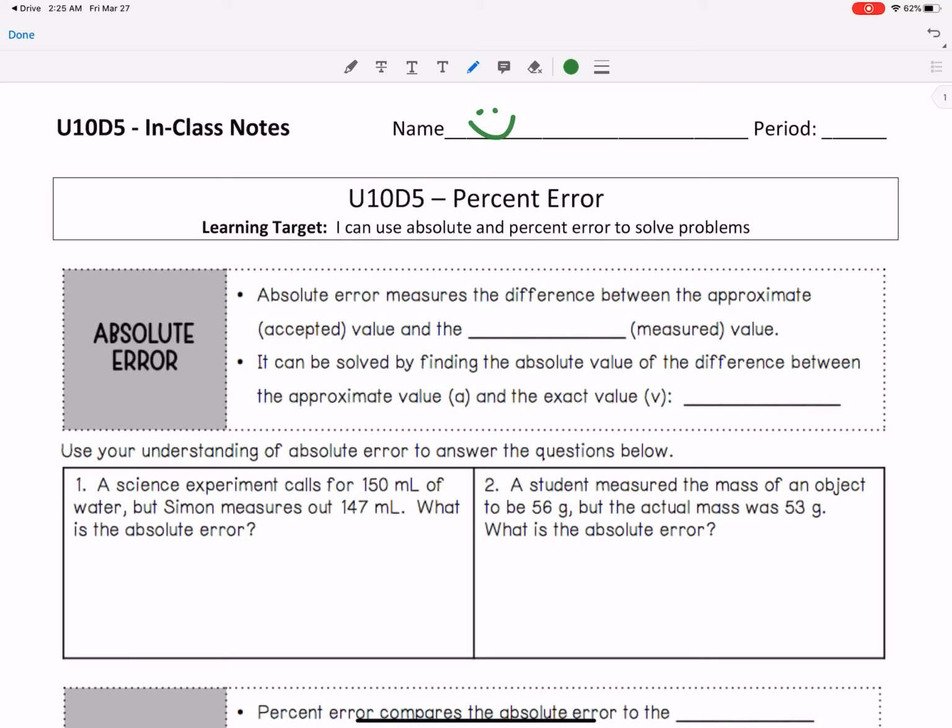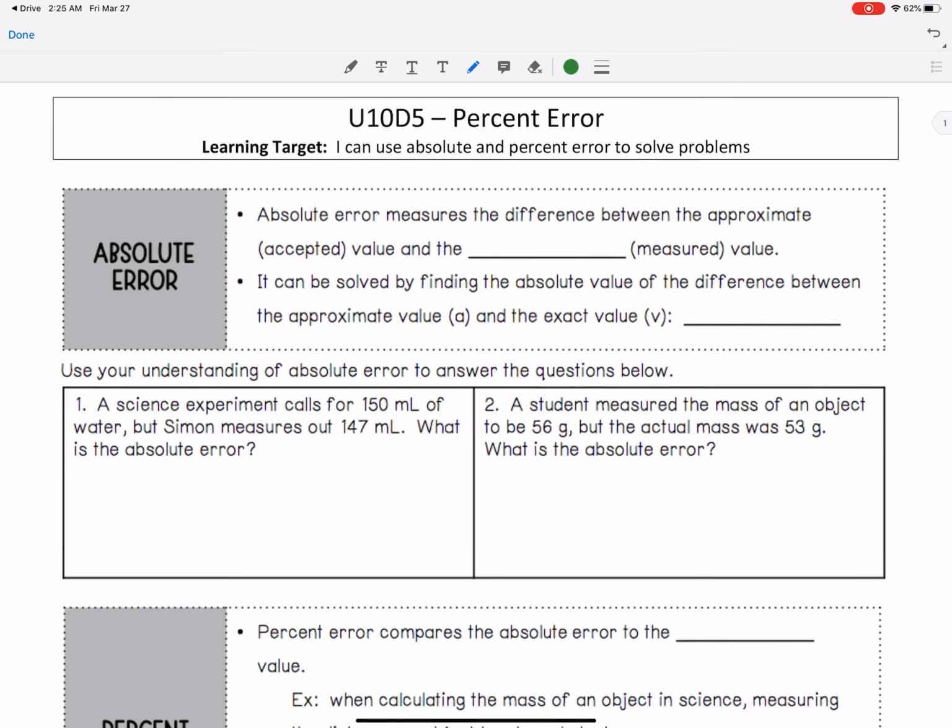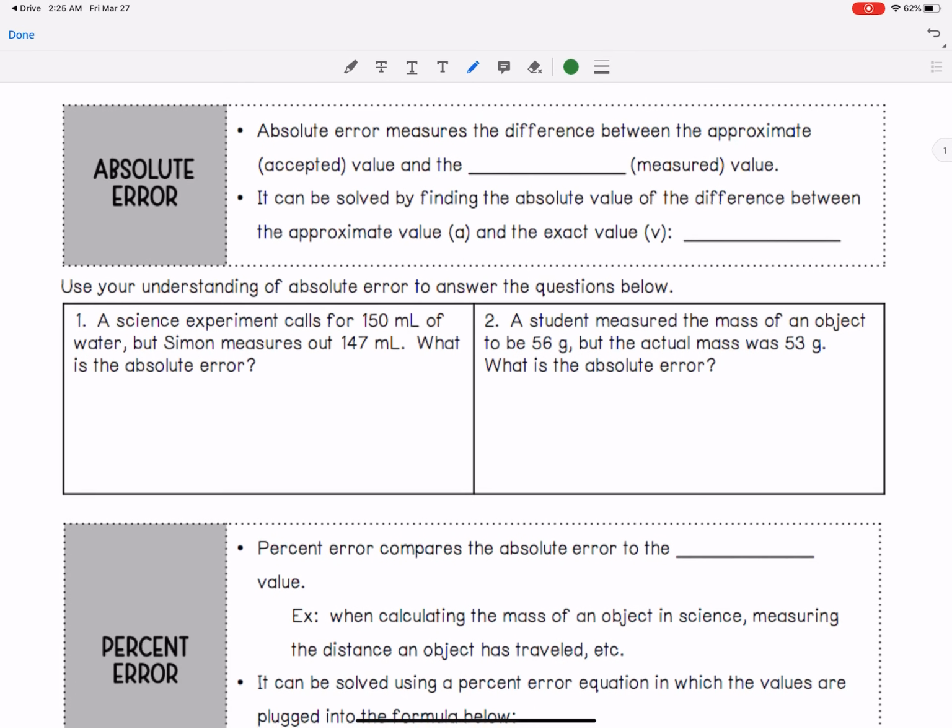Alright, so your learning target is I can use absolute and percent error to solve problems. These are terms probably that you haven't heard before, and that's totally okay. So let's talk about absolute error. This measures the difference between the approximate or accepted value and the exact or the measured value.